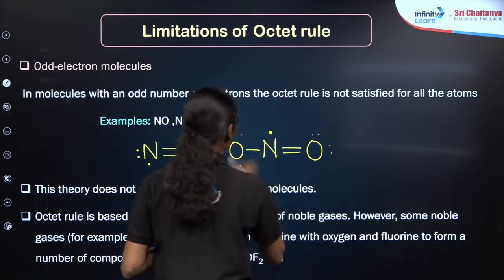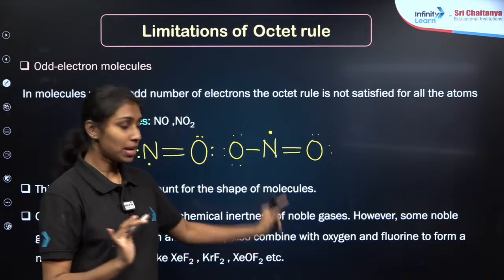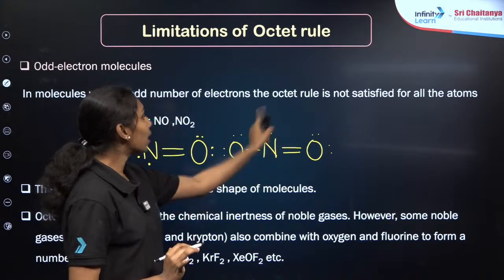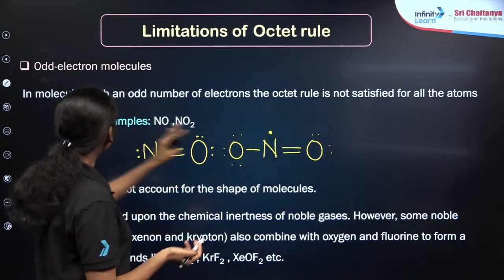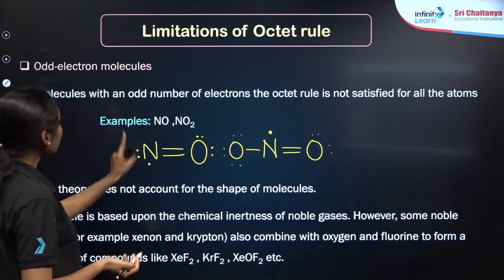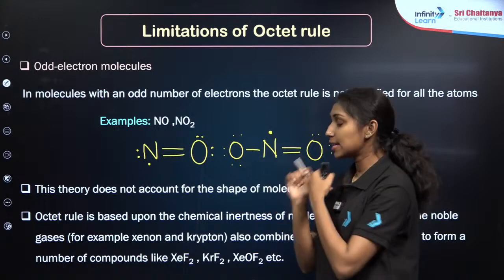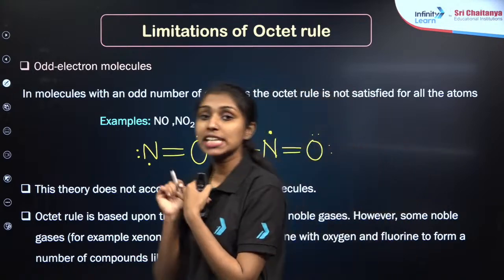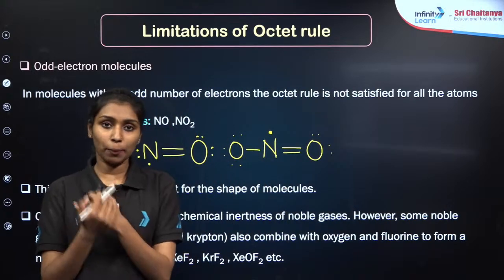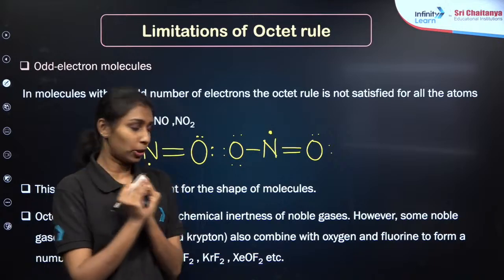This will be the structure of the NO2 molecule, which means the central atom, nitrogen, present in the NO2 molecule has 1 electron, the odd electron. This is one of the major limitations of the octet rule. The next limitation is that this theory does not account for the shape of the molecule. What will be the shape of the molecule? It fails to explain the shape of the molecule.